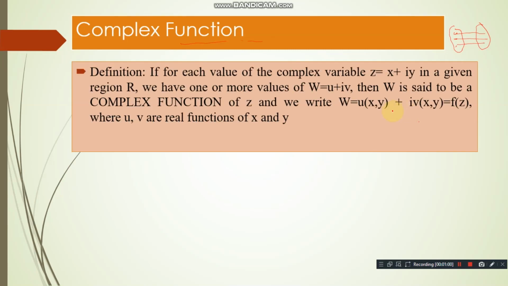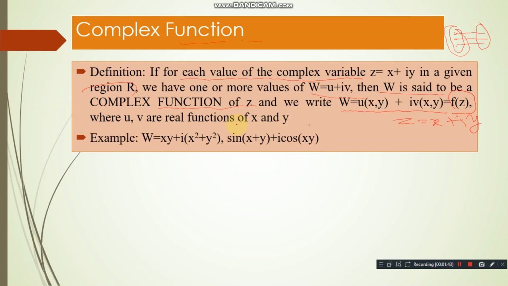The complex function is nothing but for each value of the complex variable z is equal to x plus iy in a given region, whatever the region, like this whatever the region, there are one or more values w, we can call it as a complex function of z. Mathematically, this we can write it as w equal to u of x comma y plus i v of x comma y, or you can write it as f of z, where z is nothing but x plus iy. It is a complex number where u and v are real functions in terms of x and y.